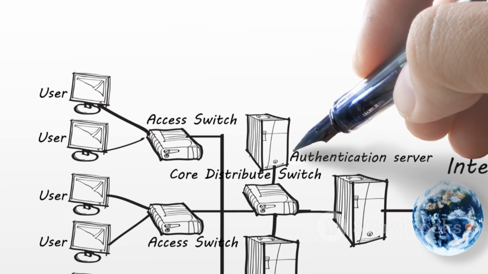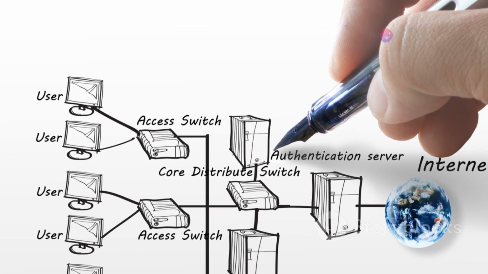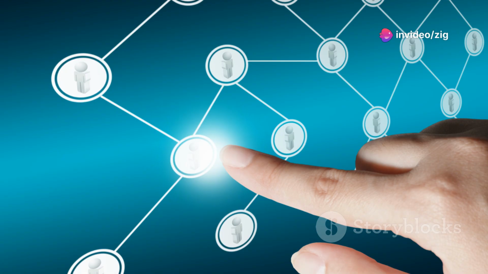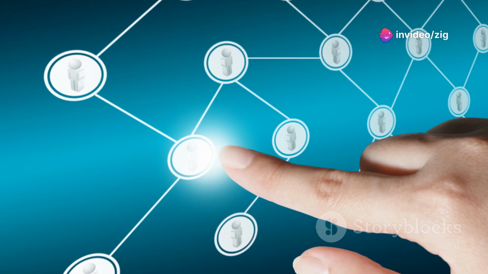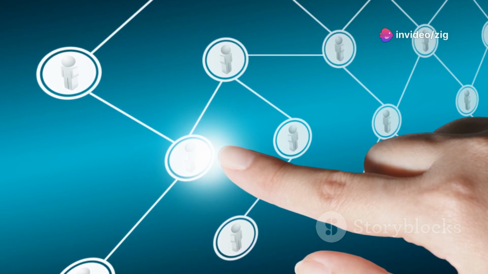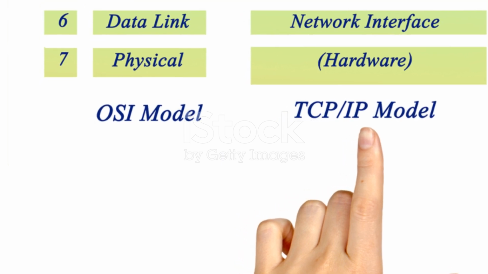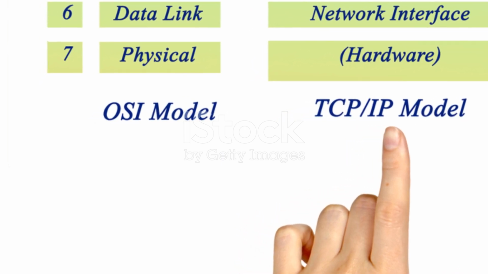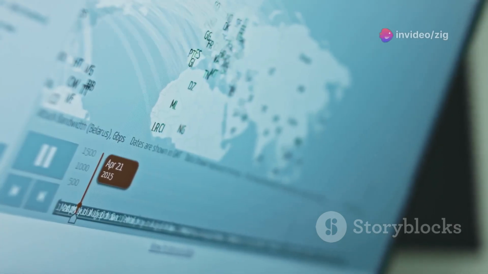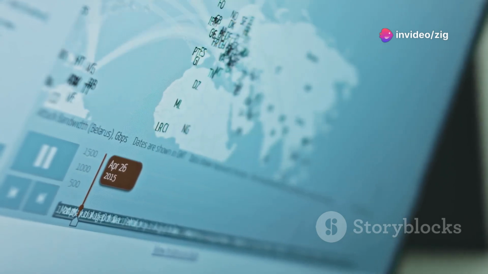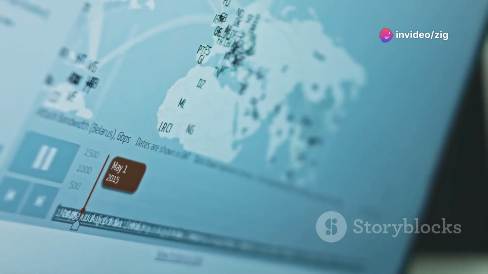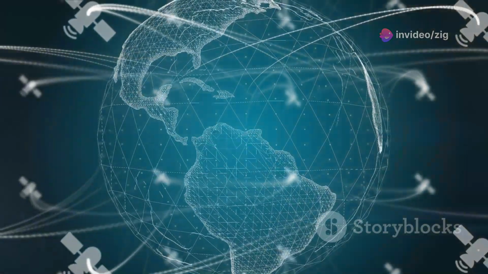In the world of computer networks, the OSI, Open Systems Interconnection, and TCP/IP models are our blueprints. These models provide a systematic approach to understanding the complex interactions that occur within a network. They provide a structured framework for understanding how data travels across the Internet, from your computer to a website on the other side of the globe.